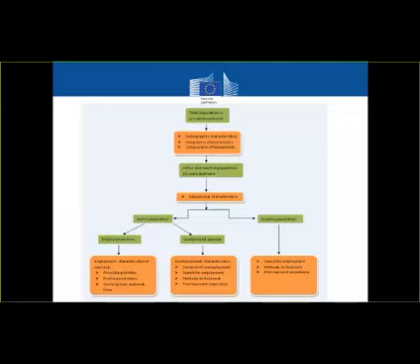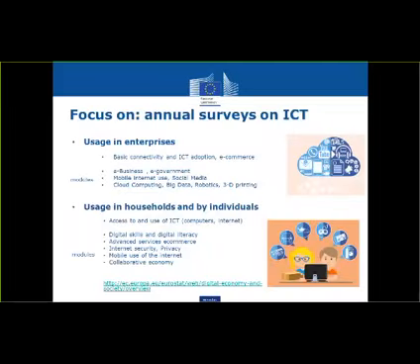The second official survey that I wanted to mention is related to the second priority, digital single market. It's an annual survey that we produce on ICT. And it is about usage in enterprises and usage in households and by individuals. So we have each year a basic survey and modules, because as you know, this sector is going very fast. So the patterns change.